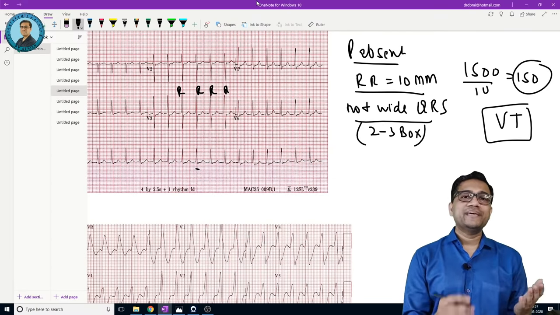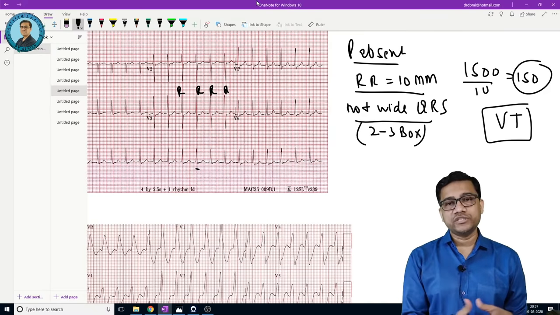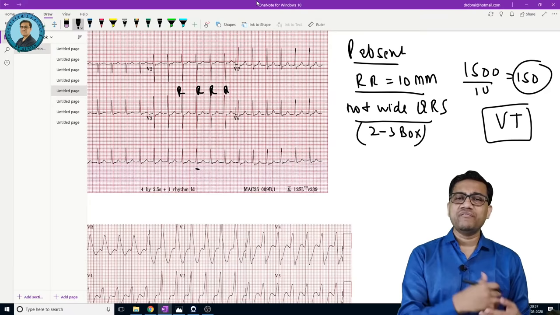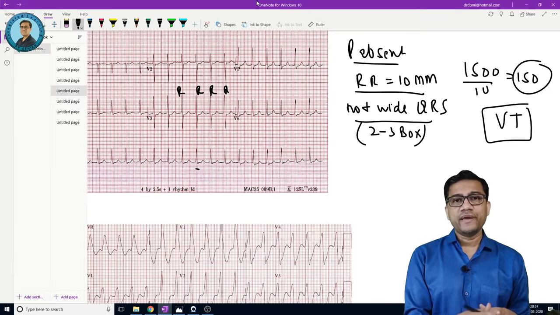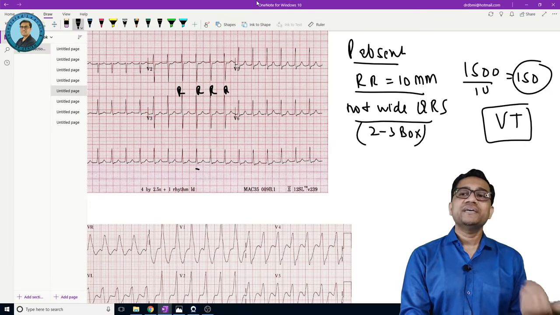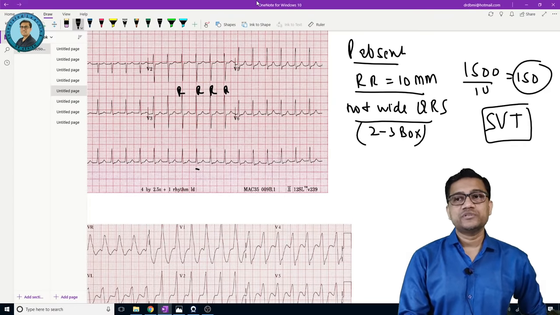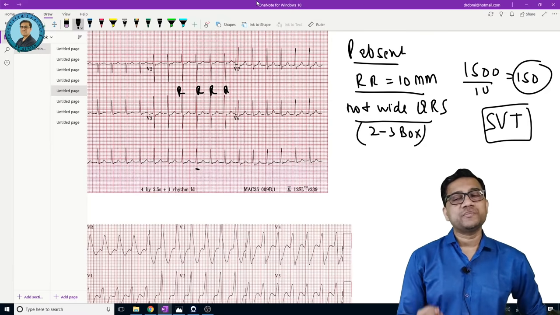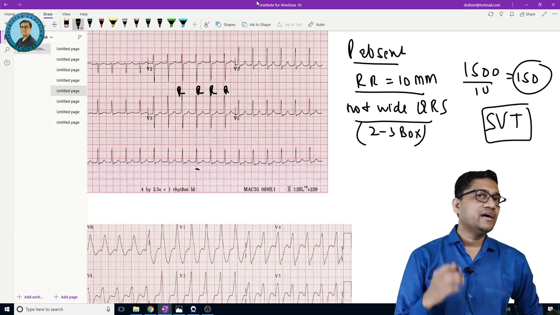But there is what? No abnormal morphologies. There is no monomorphic or various different kinds of shapes. And you see it is very regular, so this is most likely what? Yes, SVT. So it's an SVT, clear. And if it occurs suddenly, we call it paroxysmal supraventricular tachycardia. Are you clear?